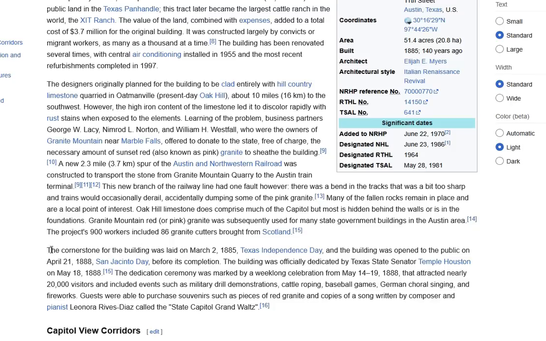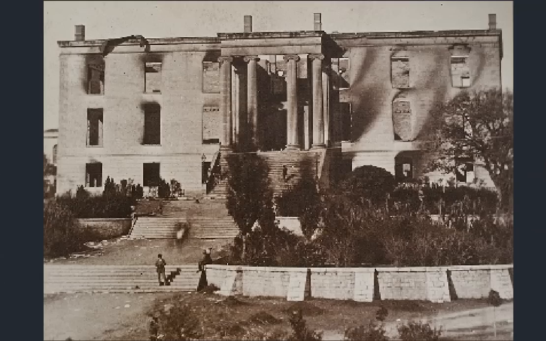We're looking at a cornerstone laying of the current state capitol, March 2nd, 1885. And we're told that this building was opened to the public on April 21st, 1888. So we're looking at a 3-year window before it was open to the public. Of course, the laying of the cornerstone implying that from the ground up it still has not been built, which is interesting to say the least.